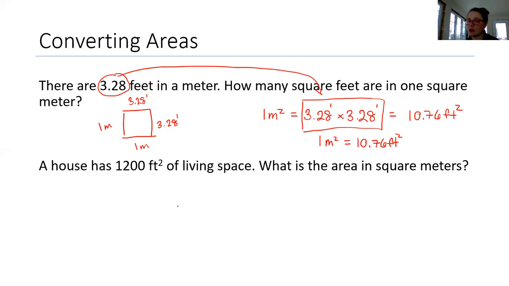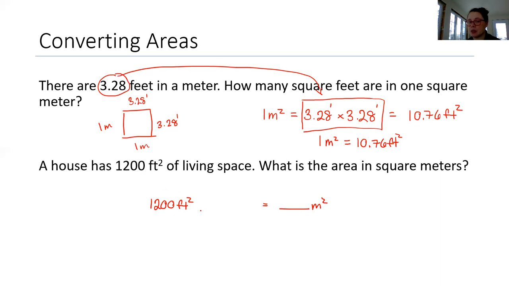So a house has 1,200 square feet of living space. What's the area in square meters? Again, we don't have the original dimensions, so we're forced to use our conversion. So 1,200 square feet, I need to convert that, equals X square meters.